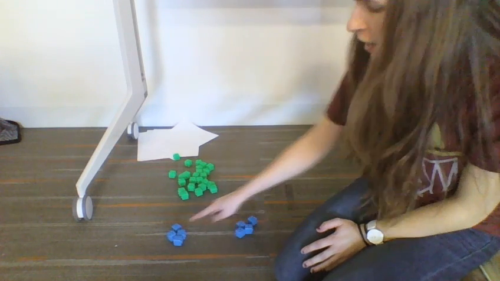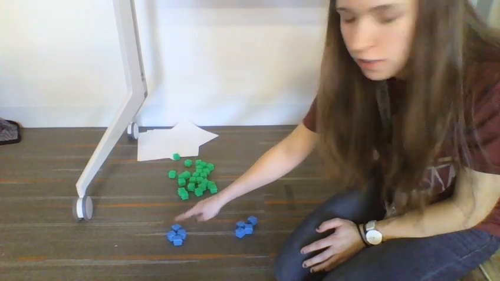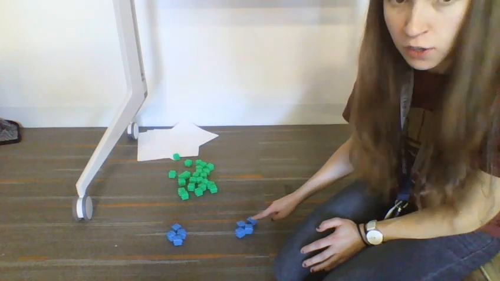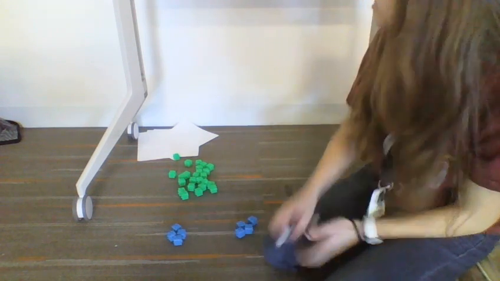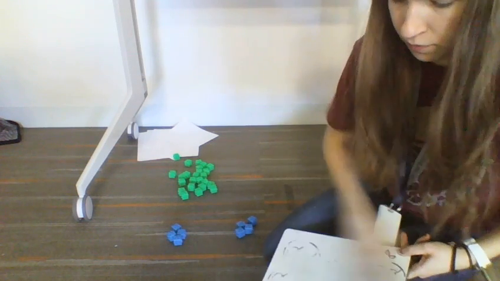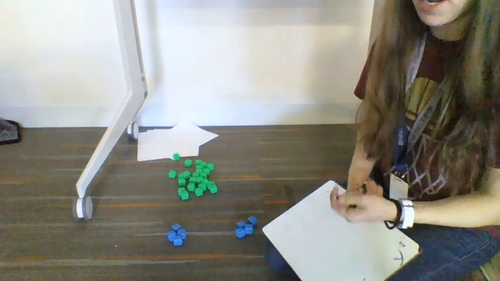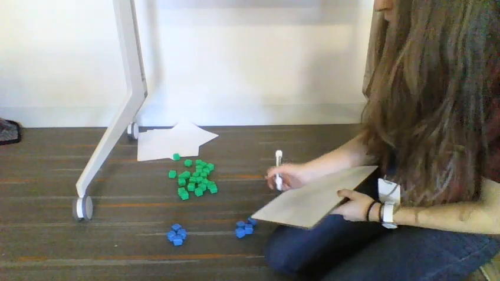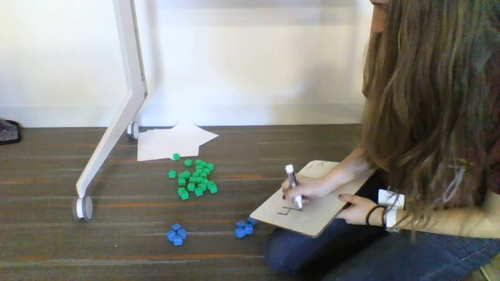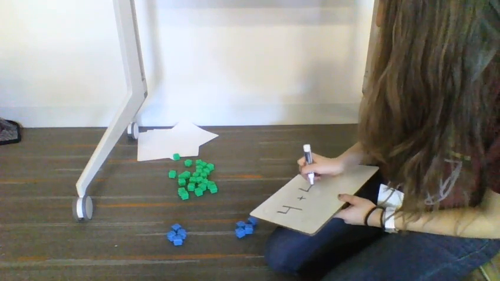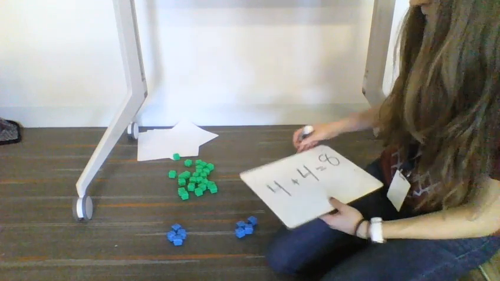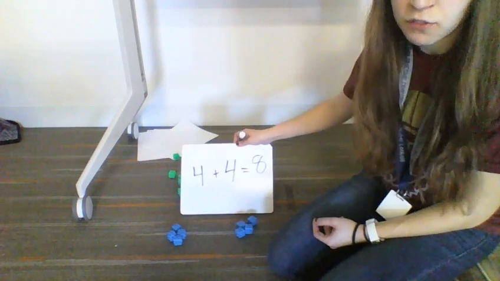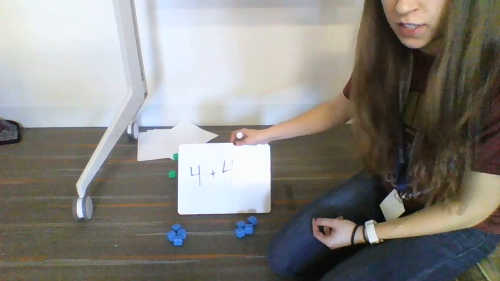So if you look, I have 1, 2, 3, 4. And I have 1, 2, 3, 4. I have 2 even groups. Each has 4 in it. So I could make an equation for this number. I could write 4 plus 4 equals 8. So 4 plus 4 equals 8.